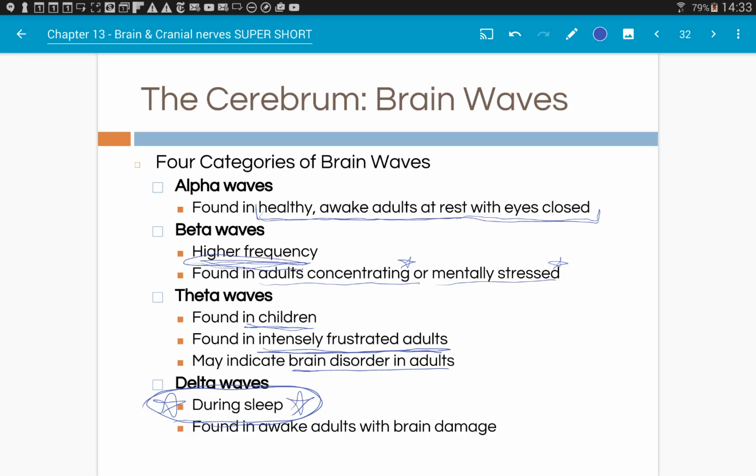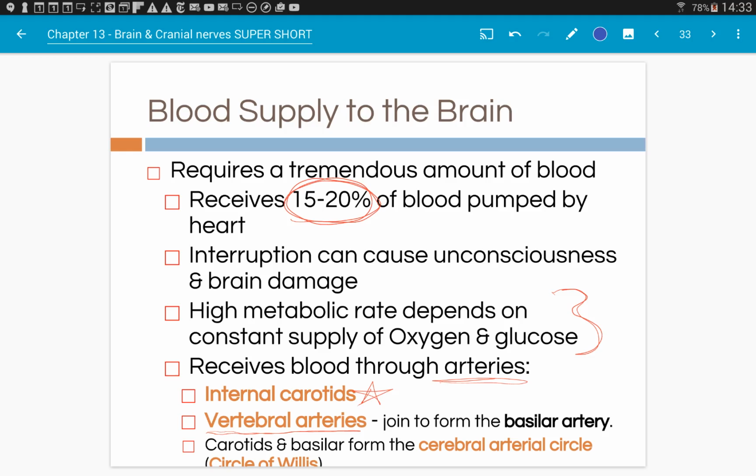Okay, so delta waves during sleep, or in awake adults who have had brain damage. So these last two kind of have those caveats where they're normal in a certain situation, but in another, they're not normal. So please make sure you know the difference there.